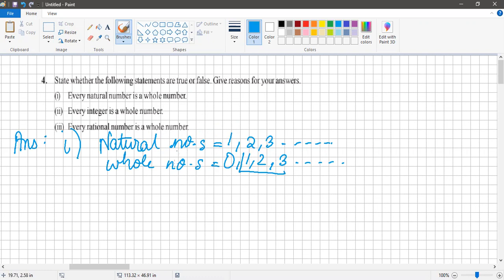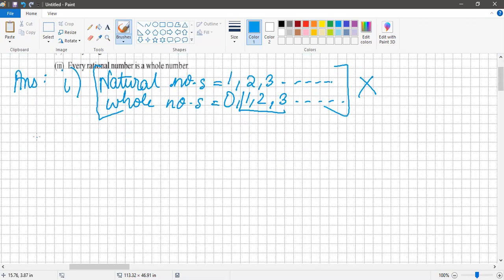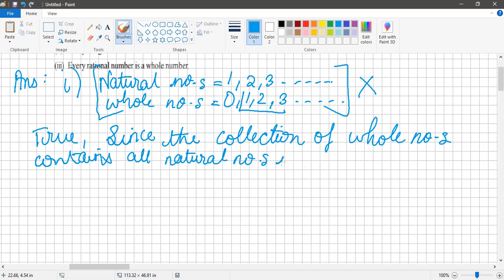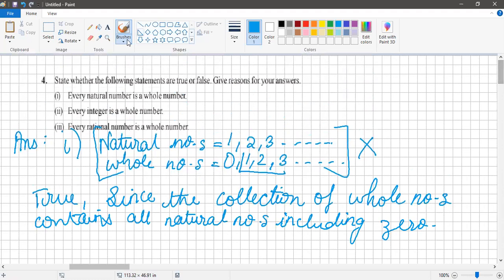So that means, I'll write it in a proper statement for you. This is how you should write it. You should not write this part, okay? This is for your explanation. This is how you should write it. True, since the collection of whole numbers contains all natural numbers, including zero. Okay, so now let's move on to the second part.